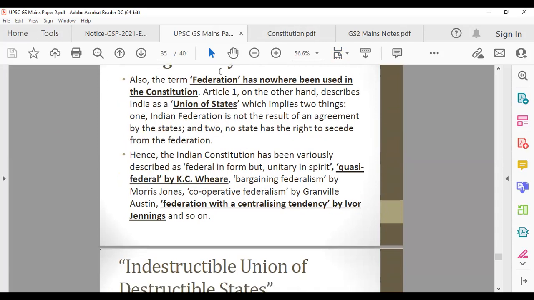Just have a look at it. You can pause the video and look at what is written there. Because the center's power is more, it is known as quasi-federal, or cooperative federalism, or federation with strong centralizing tendency. Now, the next thing. What is India? India is an indestructible union of destructible states.